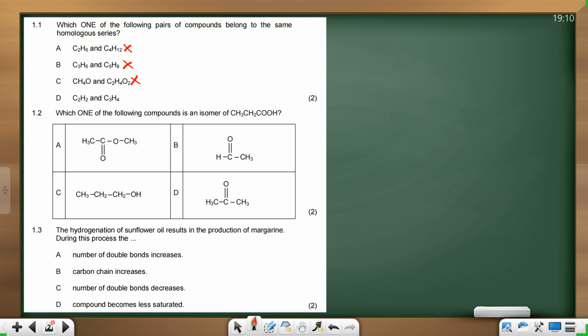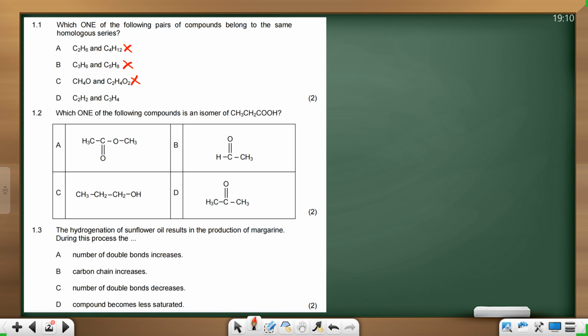Could D be the possible answer? Please check. Let's check. Have I made a mistake? Because I've cancelled A, B, and C now, could D be a possible answer? C2H2, let's multiply 2 by 2. 2 times 2 would give us 4, minus 2. Oh yes, that gives me 2. 3 times 2, 6 minus 2, would then give me 4.